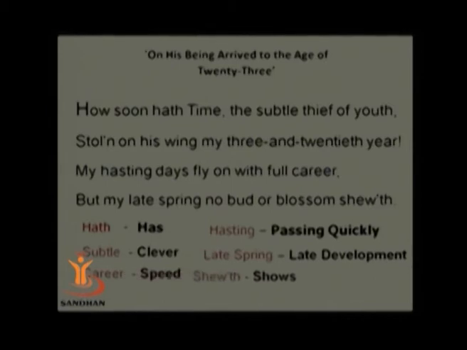And but my late spring no bud or blossom showeth. Showeth means shows. So if we paraphrase the first 4 lines using these words and meanings, we would read it in this way: how soon has time, the clever or cunning thief of youth, stolen on his wing my 23 years. 23 year means 23 years.